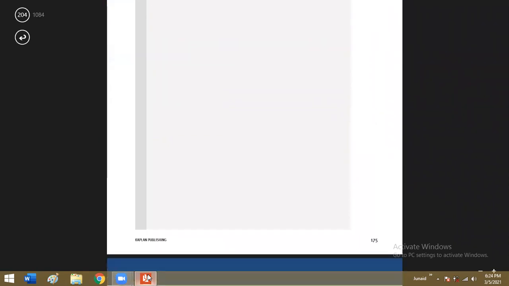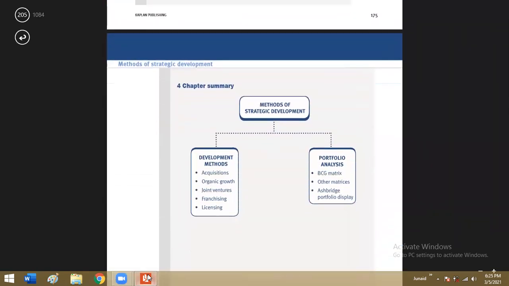And this is the end of your chapter review. Today's agenda I have completed. We started with methods of strategic development. There are two methods, I repeat. I am giving the recap of the whole chapter. There are two methods through which we can develop strategically. The one is developmental methods, and the other one is portfolio analysis.